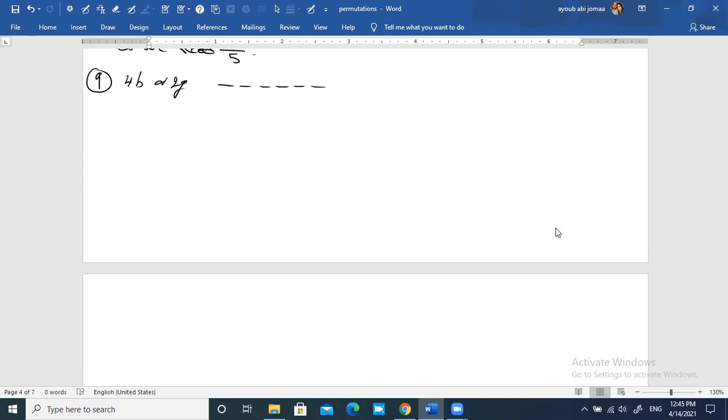We have 4 boys and 2 girls. They are going to sit on a bench in a way that the girls are not separated.